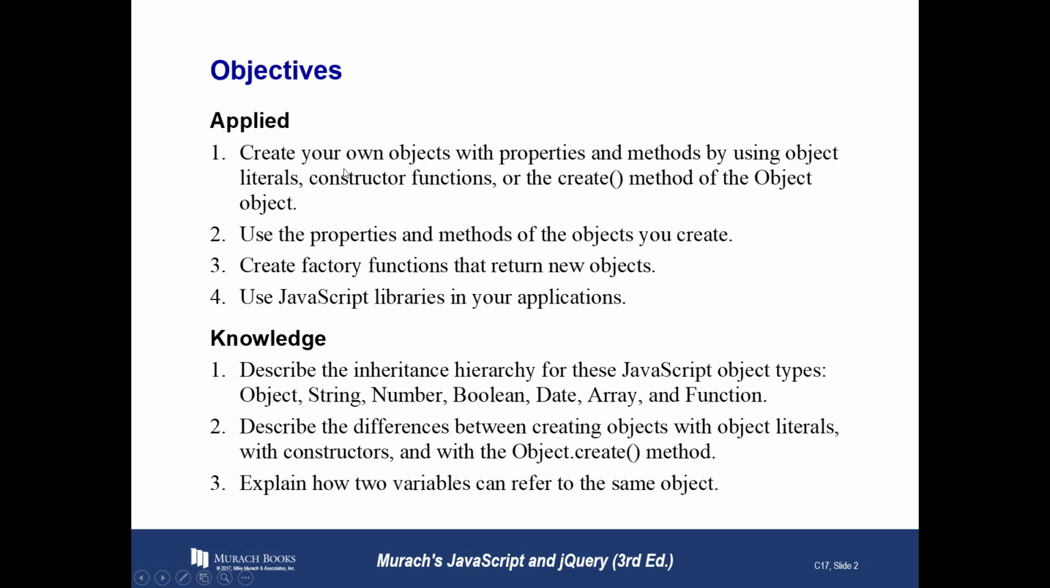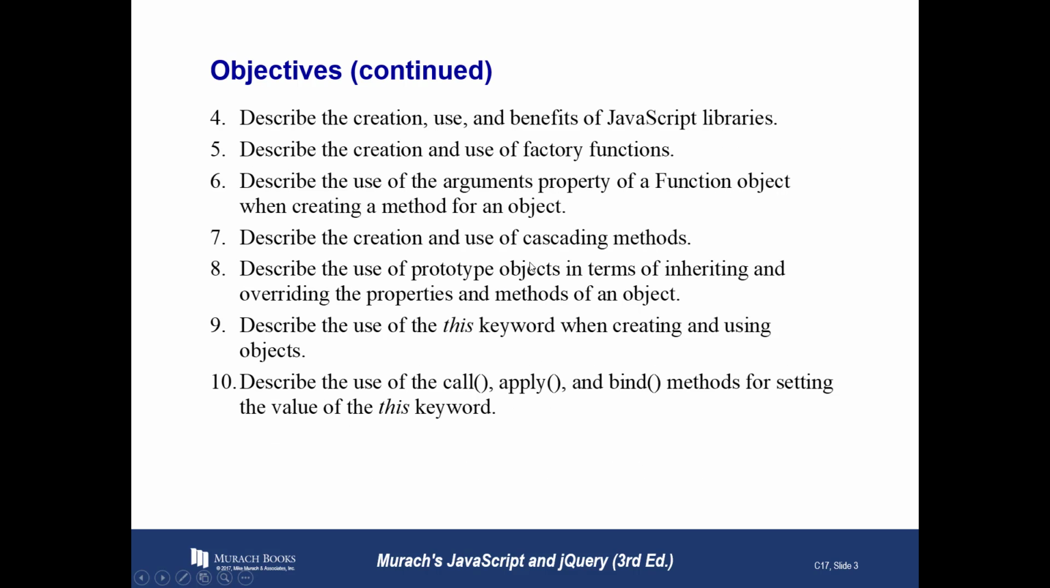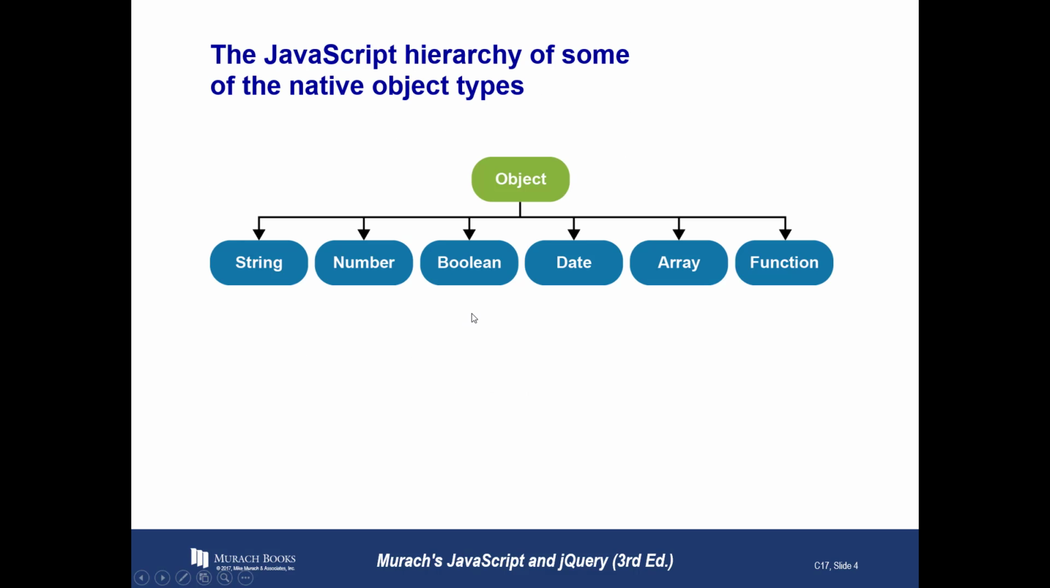So we'll talk about how to create your own objects. Objects contain properties and methods. We'll talk about what those are. Factory functions, JavaScript libraries, some of the different kinds of objects that are available in JavaScript. Explain how two variables can refer to the same object. Describe JavaScript libraries. Factory functions again. Cascading methods, prototyping, the use of the this keyword, and there's other stuff.